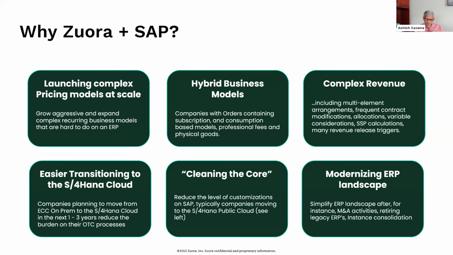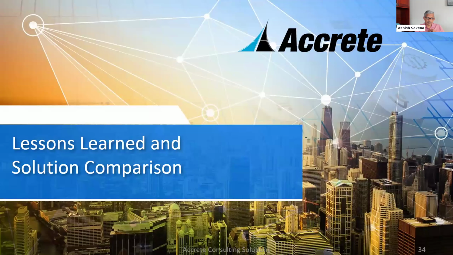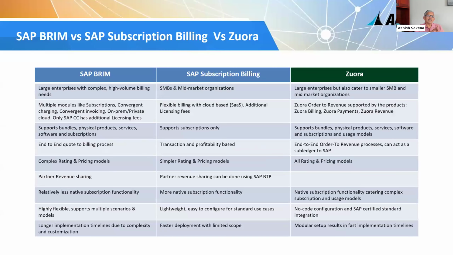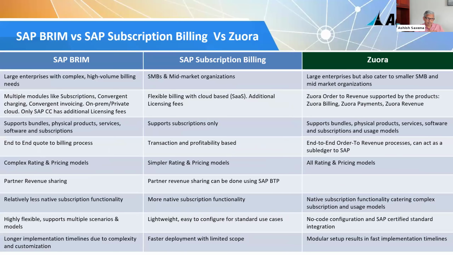Thanks, Petra. So we have a couple more slides: some of the lessons learned, and a quick comparison between the solutions. We have SAP BRIM, which is part of S/4HANA and includes charging, convergent charging, invoicing, and subscription management. We have subscription billing, which I talked about, and then we have Zuora.